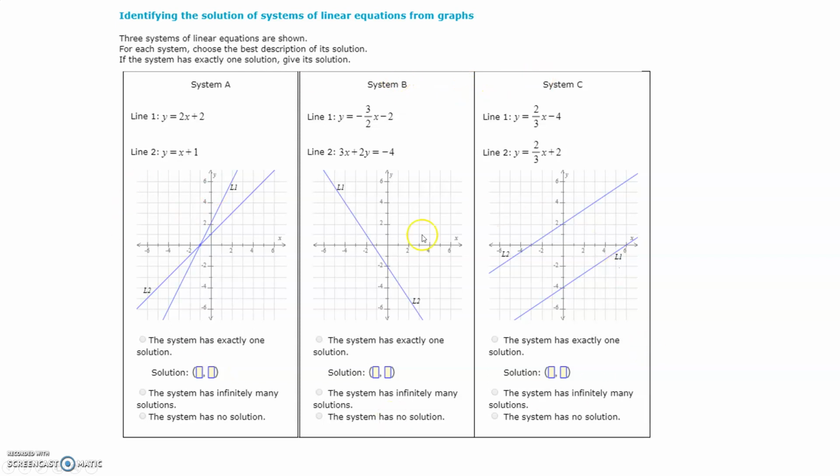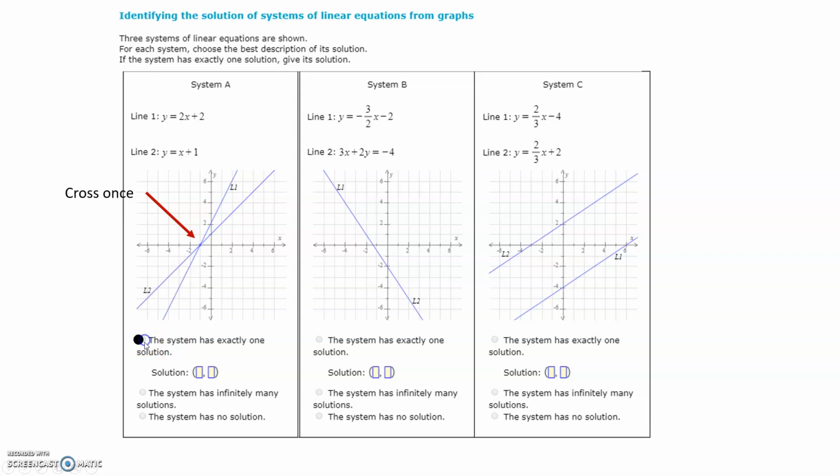So you'll see a question that looks like this as a bit of review. Remember, we've got systems of equations, so it's two equations, and you have three options. You'll have one like this, one like this, and one like this. We're going to check to see if it has one solution, infinitely many, or no solutions.